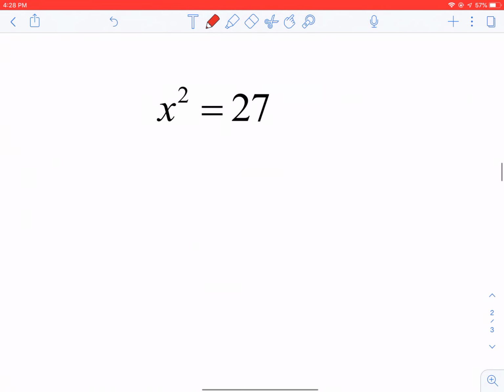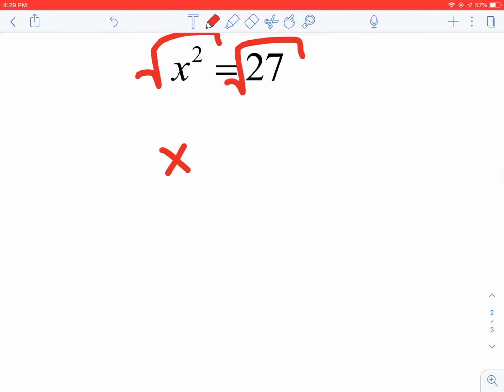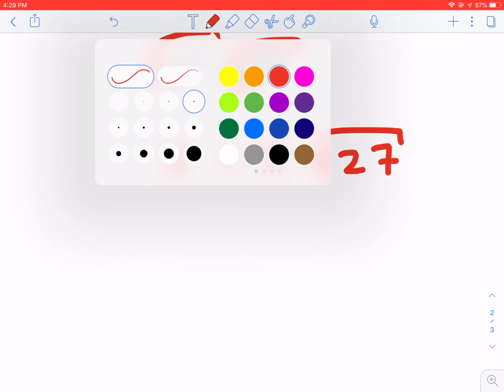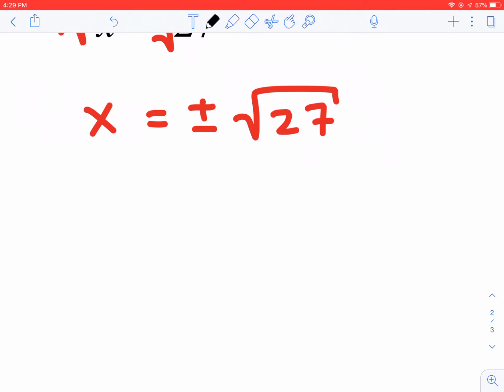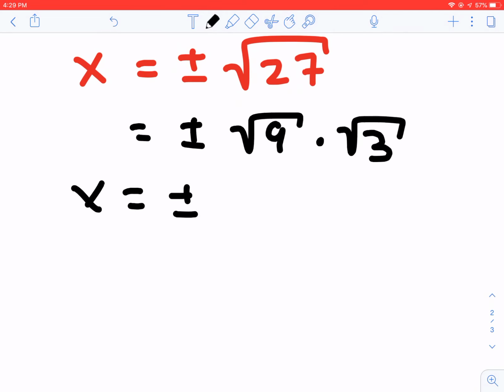Alright, next, same thing, we're going to square root both sides. Square root, square root. X is going to equal, don't forget the plus or minus, square root of 27. Alright, but in this instance, I can simplify this radical, just like in the warm-up. We know square root of 27, I can break that down into square root of 9 times the square root of 3. So x is actually equal to plus or minus, the square root of 9 is 3. You can say plus or minus 3 times radical 3.